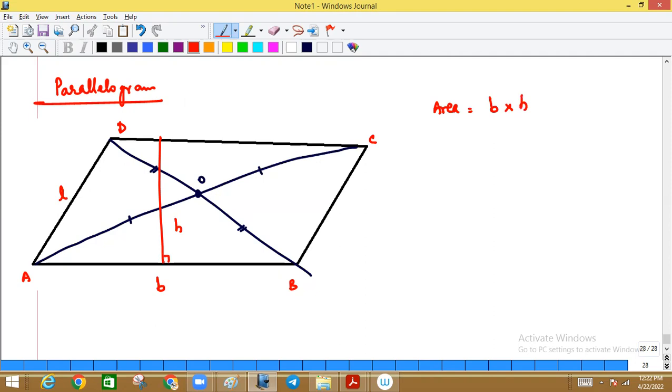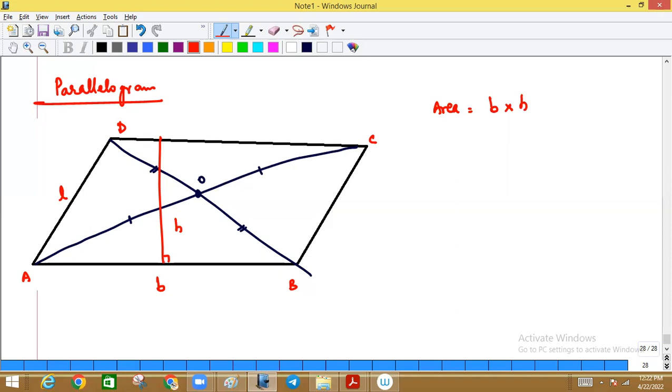Here the main difference between a rectangle and a parallelogram: in a rectangle the area is L into B, because L and B are the sides. Here L becomes H, right? Because here L and H are different. In the rectangle, L and B are both the same as the sides, so it is L into B. Here it is H into B. That is the only difference, right?